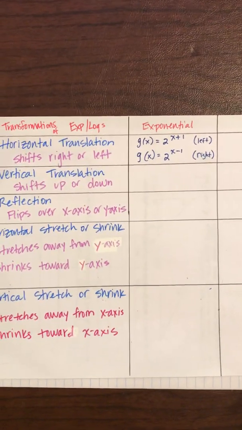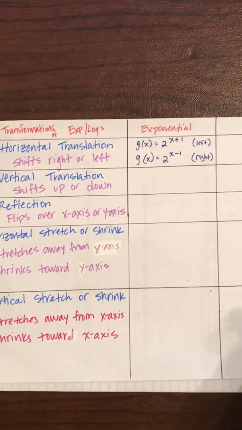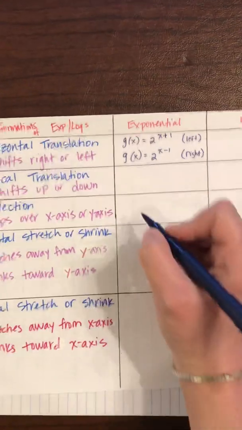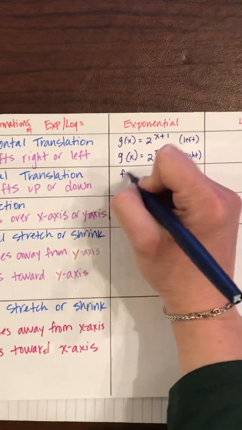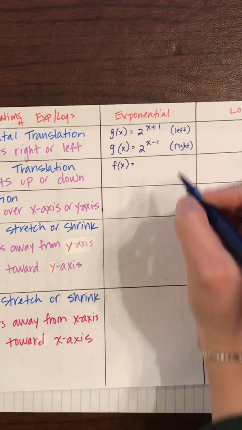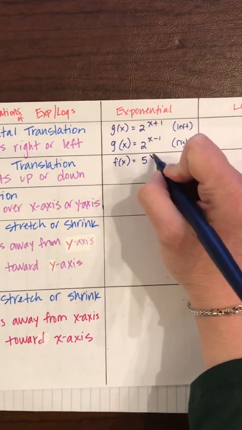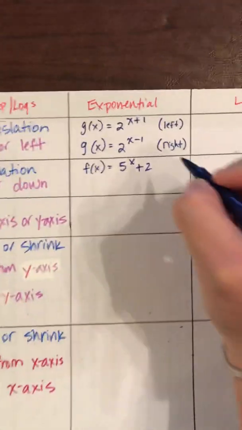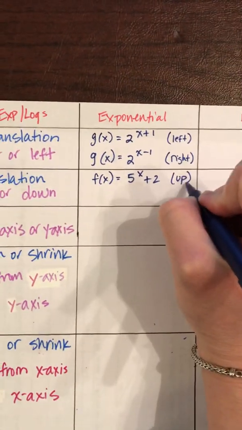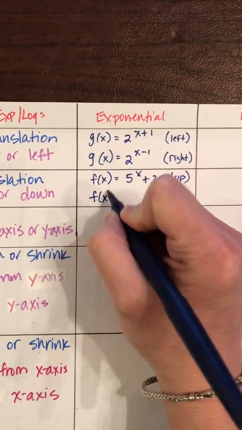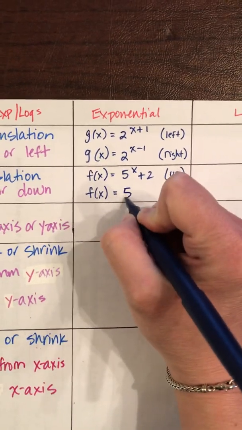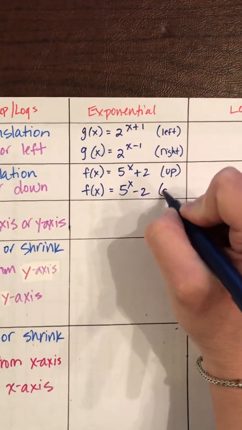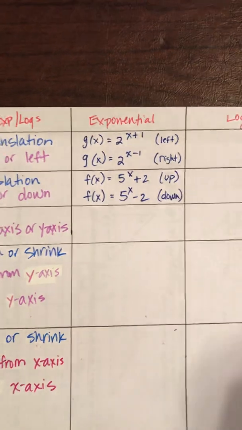That's also very familiar from the other functions that we've talked about. So for exponential, it shifts it up and down. If I give you a function like 5 to the x, and I said I wanted to shift it up, I might add 2. This would be shifting it up. And then if I gave you an example of shifting it down, it might be 5 to the x minus 2. So again, that's your k value.